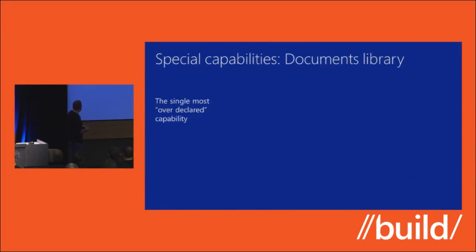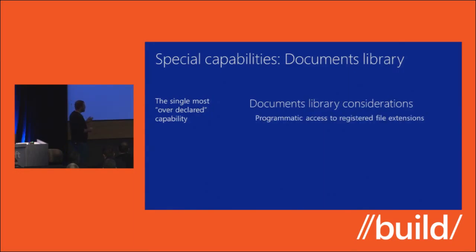And so here's the documents library. This is honestly the most over-declared capability. People have really misunderstood how this works. Part of that is because it came out late. We didn't have a lot of good guidance around it, and so people were trying to explore. People were also just trying to make things work. We had a bunch of legacy concepts around the way that we interacted with customers' data in the desktop and the traditional model. Here in the Windows Store app model, we've actually got a situation where the file picker is the right way to do this. So the documents library is really about programmatic access to registered file extensions.